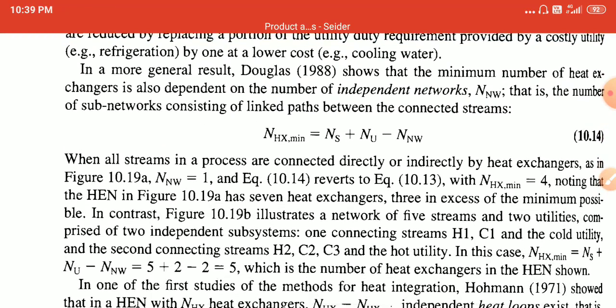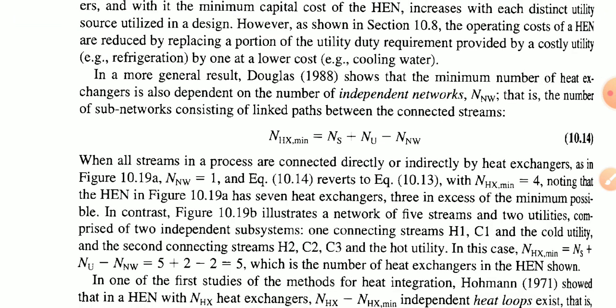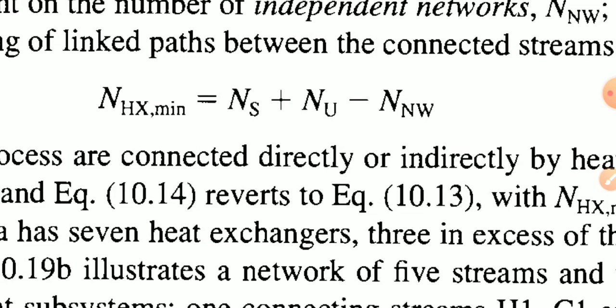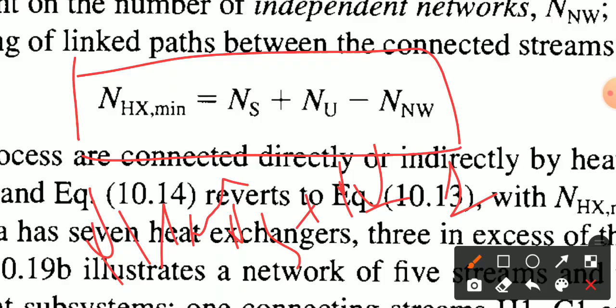Then, in a more general result by the scientist Douglas, 1988, the minimum number of heat exchangers is also dependent on the number of independent networks, NW, that is the number of sub-networks consisting of the link paths between the connected streams. And the important equation is this one: NHX minimum is equal to NS plus NU minus NW. Originally it was only minus 1.